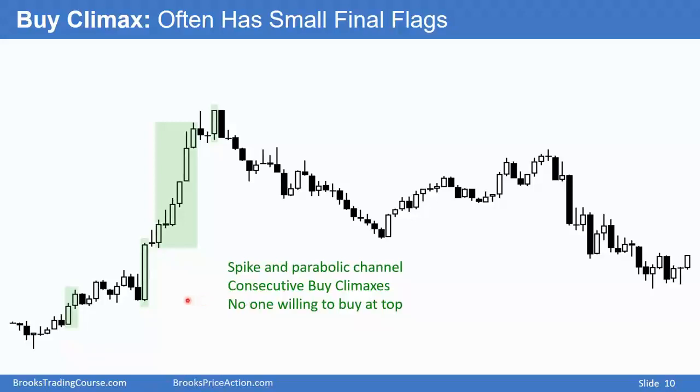Spike and channel bull trend. So spike, pullback, parabolic channel. You can call it a parabolic wedge if you want. First push up here, pullback. Second push here, pullback. Maybe third push here, pullback, another pullback, breakout, pullback, breakout, pullback, breakout, pullback.